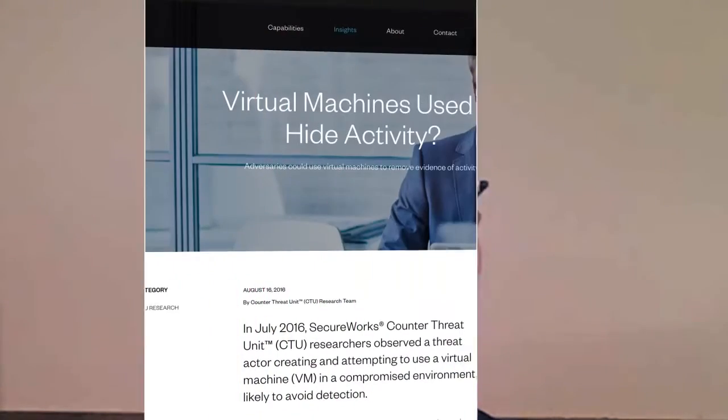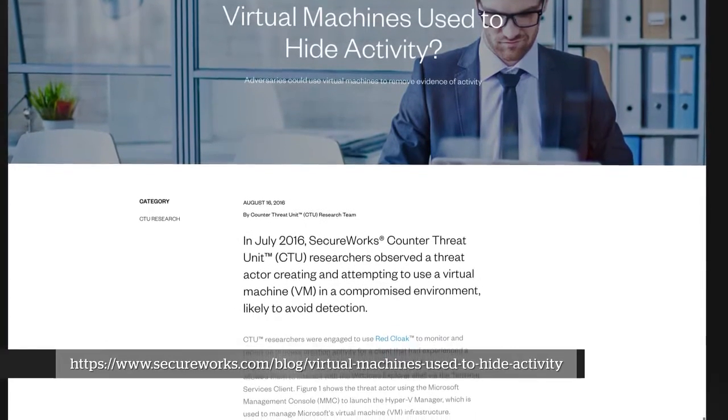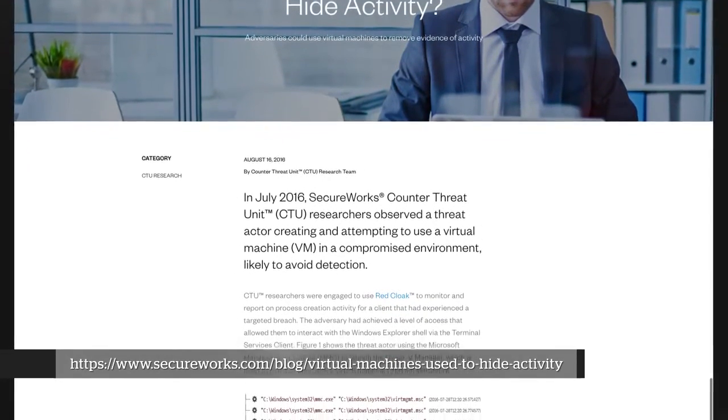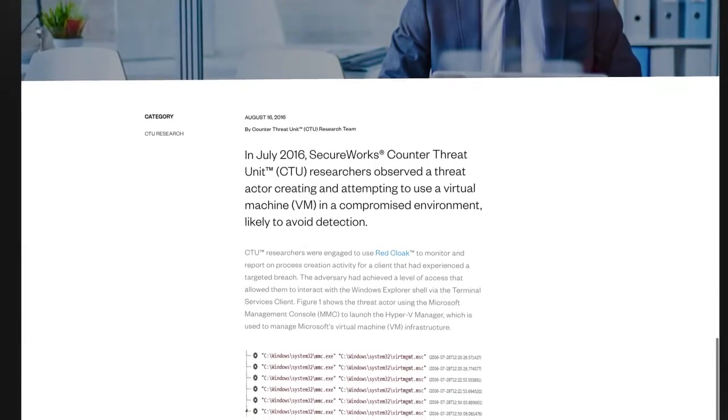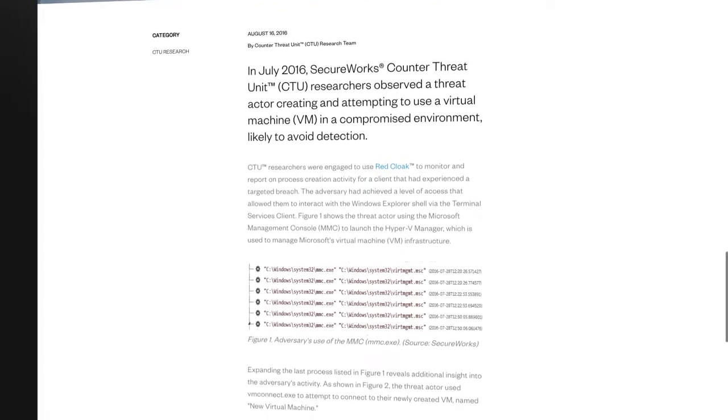Yeah, this was an interesting blog post by the SecureWorks folks. Their researchers posted some findings of an investigation. They were watching, I think it was an APT actor, as they were trying to access some Windows systems. What they found was that this particular adversary had gotten into the system and escalated their privileges sufficiently that they were able to launch the management console. From there, they launched the Hyper-V Manager, which is how Microsoft manages their own flavor of virtual machine infrastructure. They launched their own new virtual machine and did all of their malicious activity from inside that virtual machine.